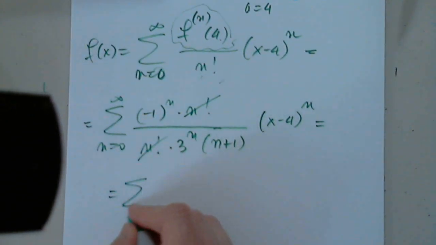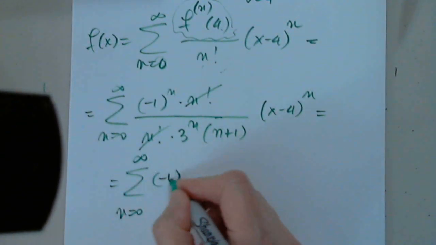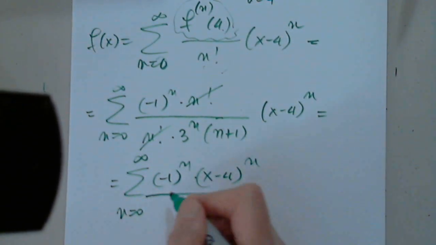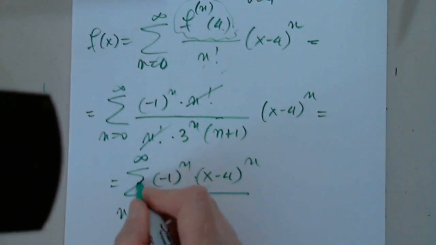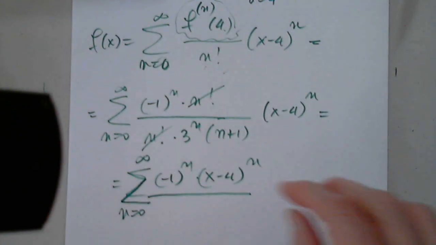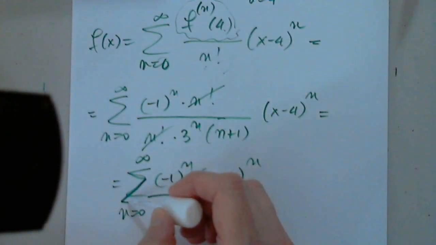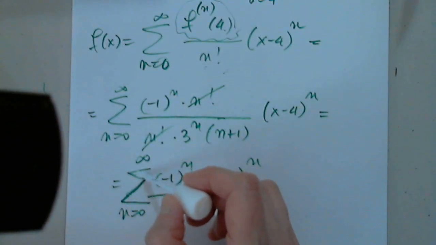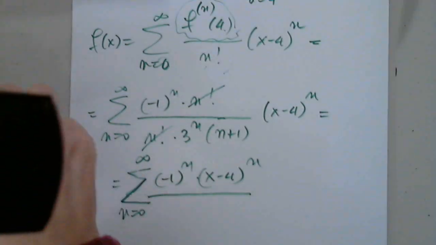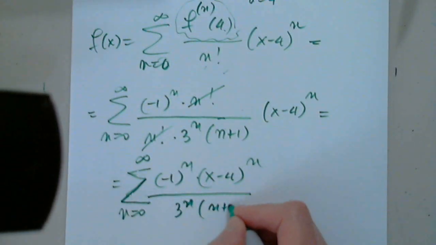So what is left is the sum from n equals 0 to infinity of (-1)^n (x minus 4)^n over, of course, it should have been a little bit higher, sorry about that. So the fraction line has to be in the middle of the sigma or summation notation, not below it. Just to make sure that that's clear. So over 3^n, (n plus 1).